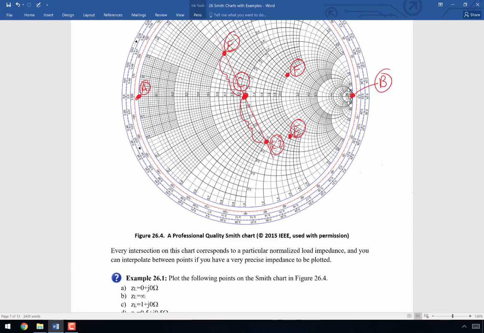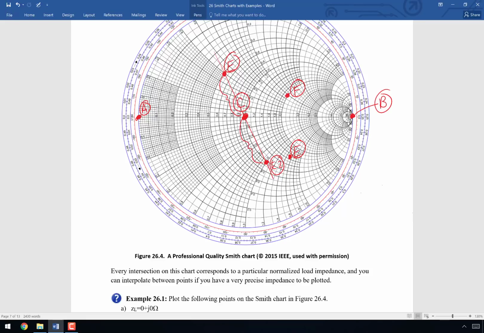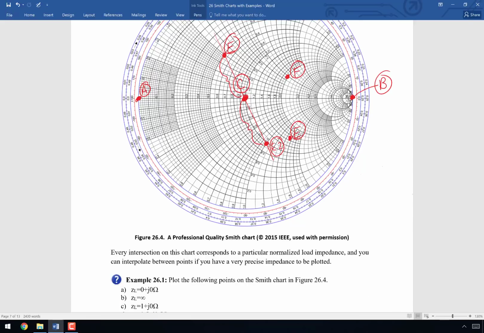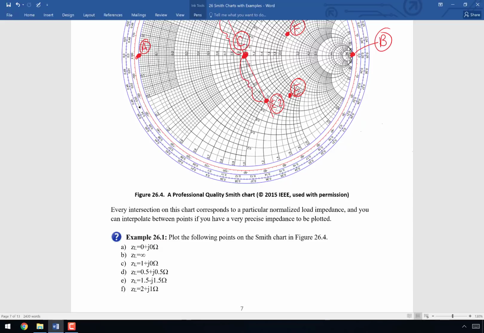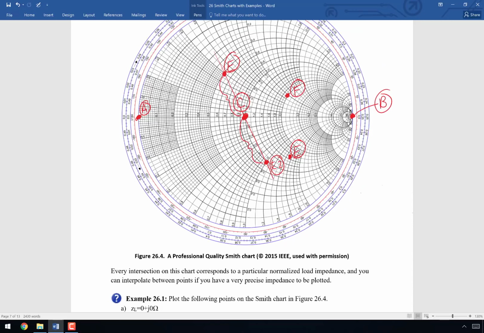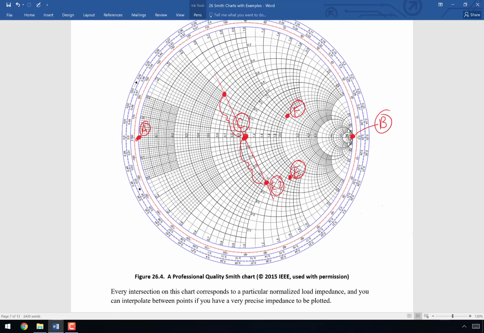Okay, the next one that we're going to look at is 1.5 minus j1.5, and that is point, oh, dang it, I think I called 2 of them point E. So yeah, that should have been point D that we just did. Sorry about that. So that's point D. It was originally point D, and then the one that we just inverted became D2. Now we're actually going to invert point E.